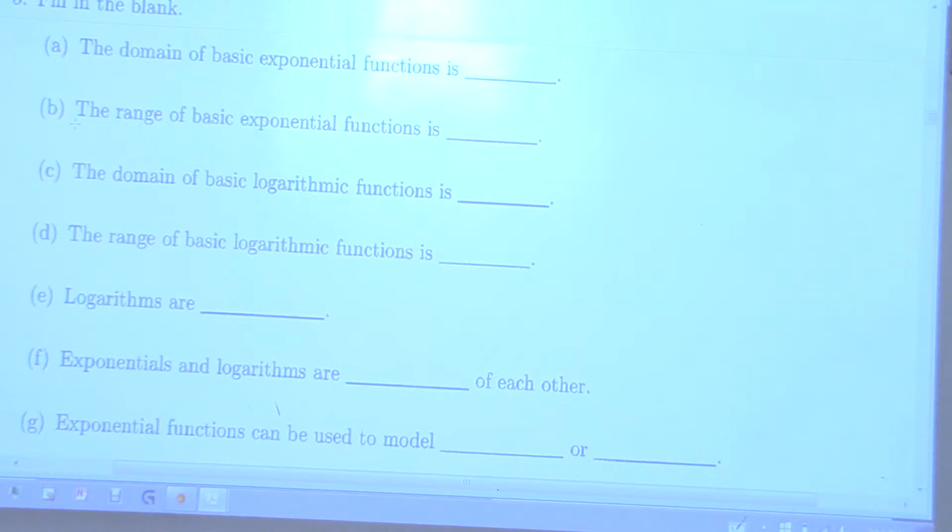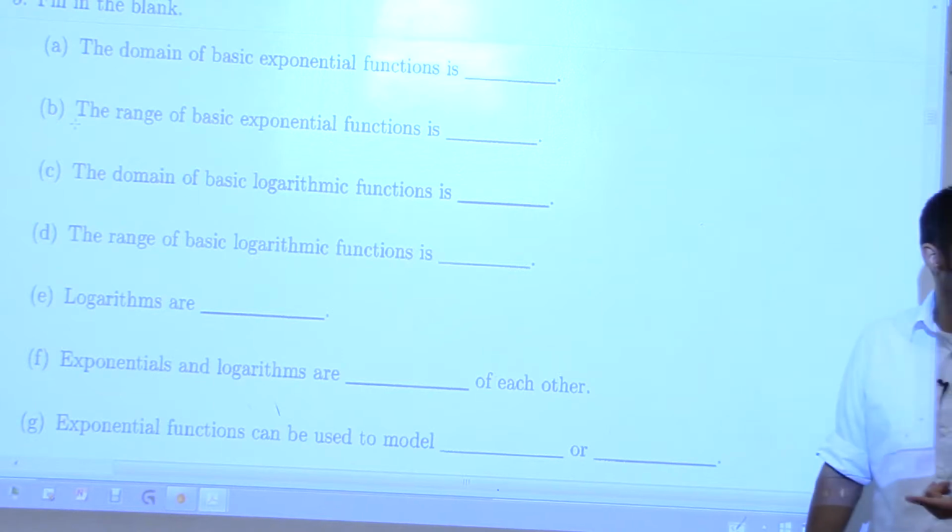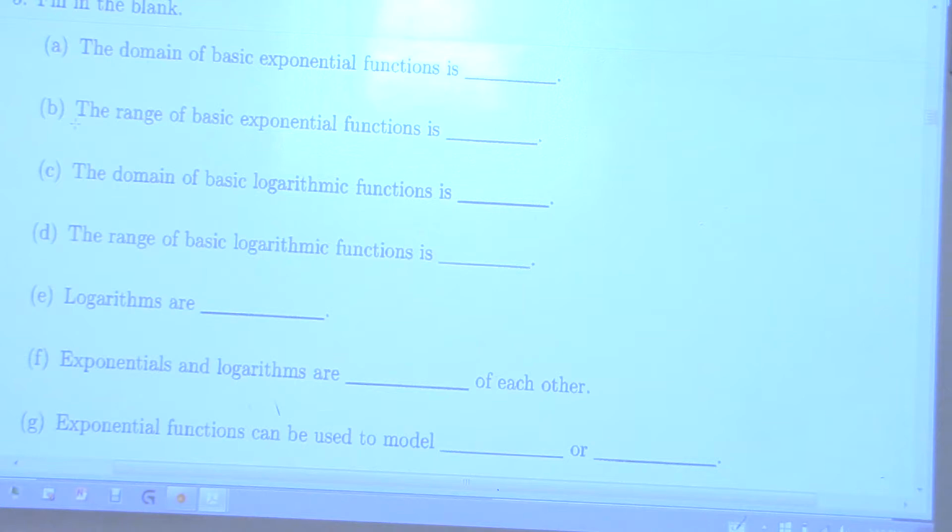All right, fill in the blank. The domain of a basic exponential function is all real numbers. The range of a basic exponential function is 0 to infinity. Domain of a basic log function is 0 to infinity, not including 0, right? Right. And then the range of a basic log function is all real numbers.